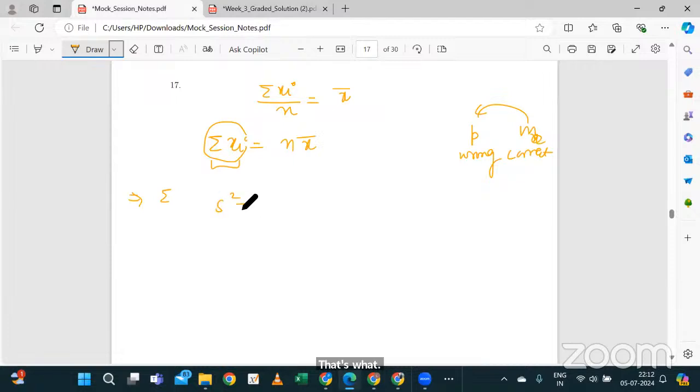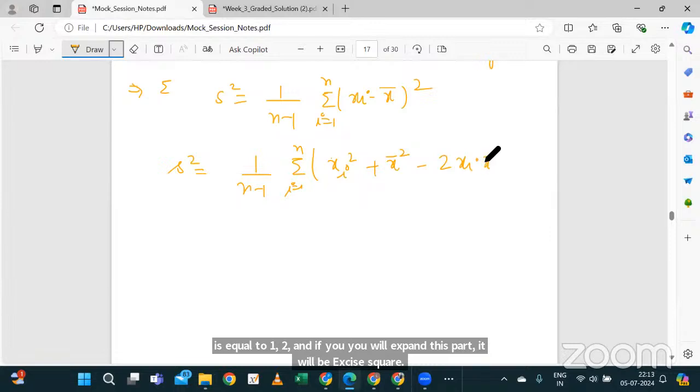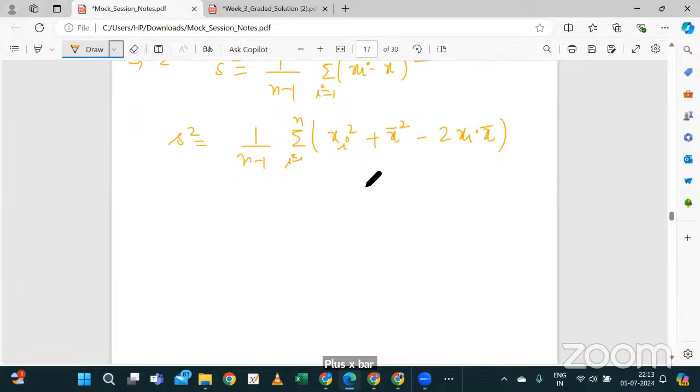S square is 1 upon n minus 1 summation i equals 1 to n (xi minus x bar) whole square. If you expand this part, it will be xi square plus x bar square minus 2 times xi into x bar. Yes or no? Yes, sir. So it will be 1 upon n minus 1.